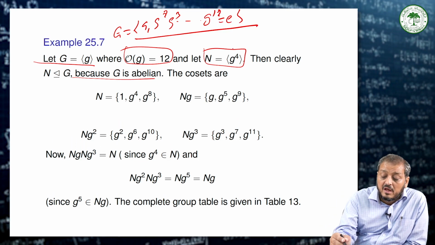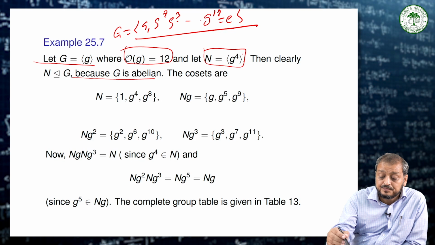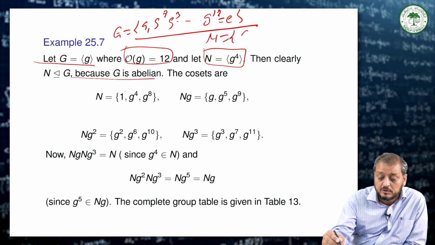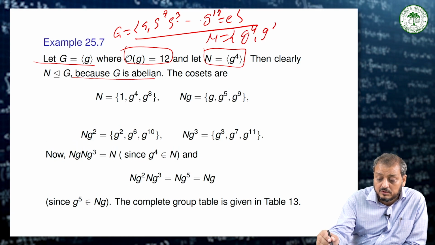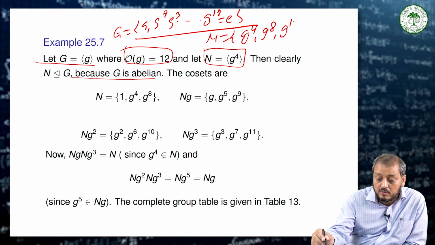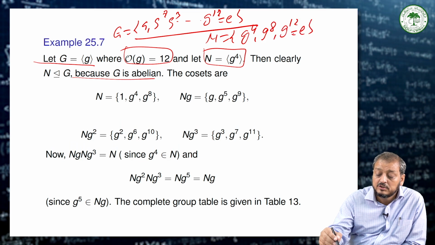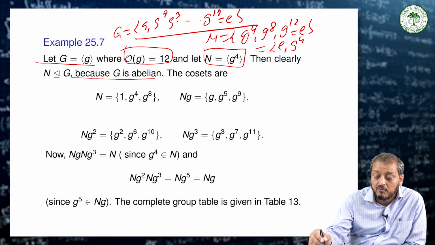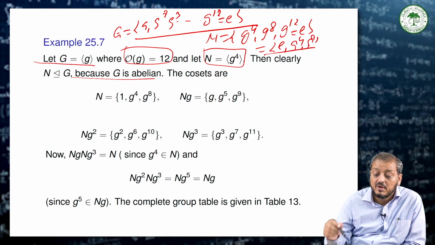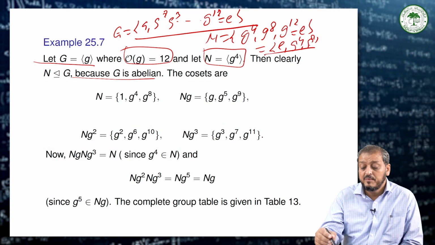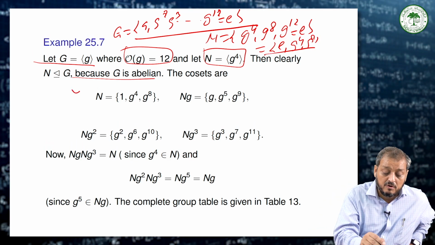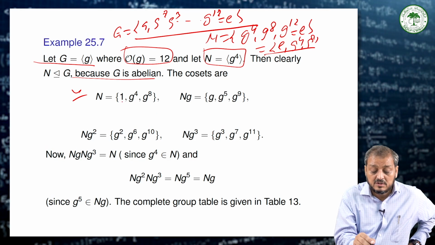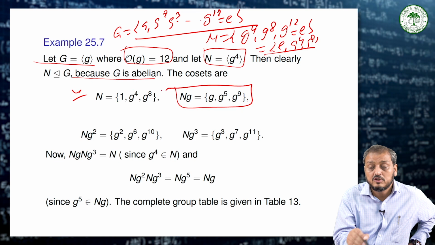Then we take the elements generated by g to the power 4. So N is generated by g to the power 4, and its elements are g to the power 4, g to the power 8, and g to the power 12 equal to the identity. So N is equal to the identity, g to the power 4 and g to the power 8. Then we have to calculate the cosets. N g gives g, g to the power 5 and g to the power 9.